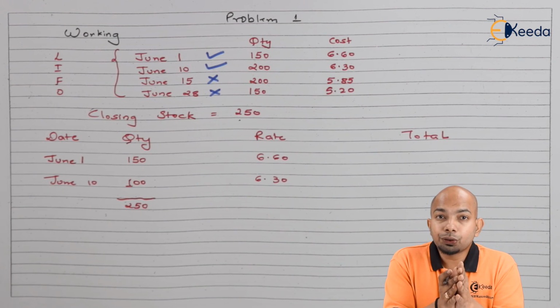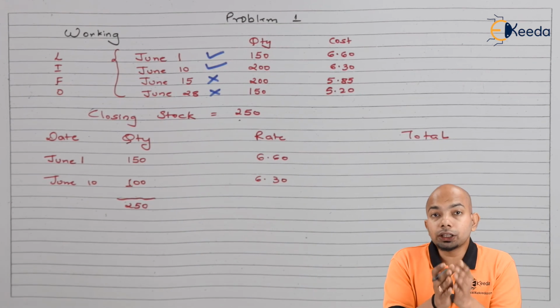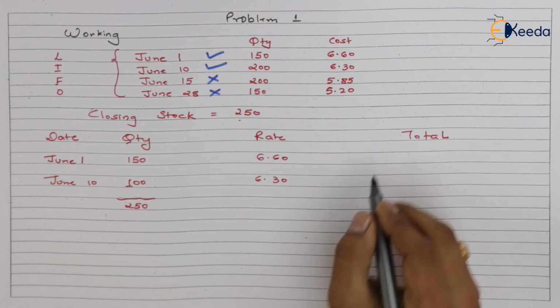Now the simple thing that we have to do is find out the amount. So for June 1, the total amount is 990.